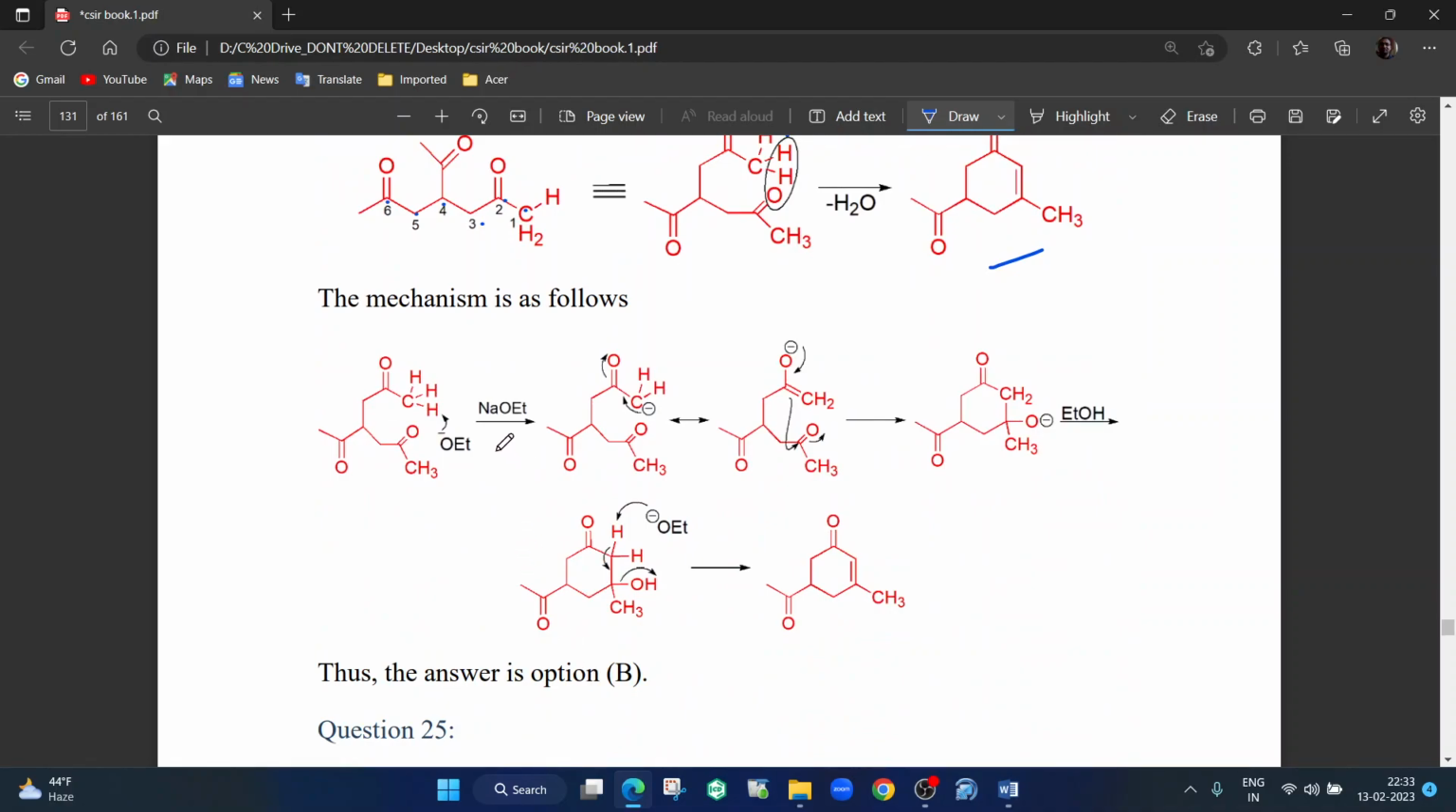Mechanism is very simple. I don't think I need to do it, but it's okay, I'll do it. You remove the proton, you get a negative charge which is stabilized, and that negative charge goes and attacks this carbon. This comes up, and then ethanol will pick up a proton. It's not easy to remove. OH minus is a bad leaving group. So OEt minus cannot directly attack here so that this OH leaves. That's not possible. But if you put a negative charge next to that OH, then the orbitals overlap so that this OH minus leaves and you get a pi bond, and therefore you get this reaction. Thus the answer is option number B.